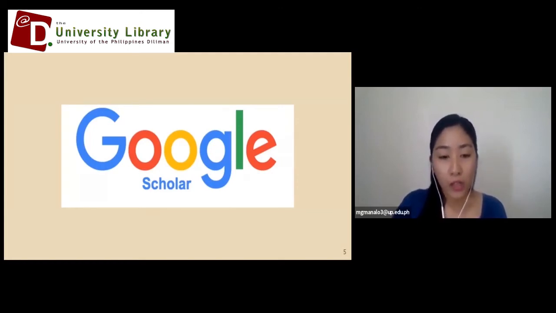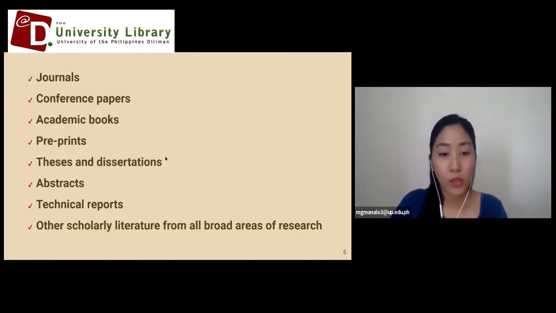Okay, so Google Scholar was established in 2004. So Google Scholar is a massive database of scholarly literature that allows users to access information, cross-reference it with other sources, and keep up with new research as it comes out. So si Google Scholar different siya from ordinary Google because it searches the same kinds of scholarly books or materials that you can search in your library database. So using Google Scholar, you can access these kinds of sources. You can access journals, conference papers, academic books, preprints, theses and dissertations, abstracts, technical reports, and other scholarly literature.